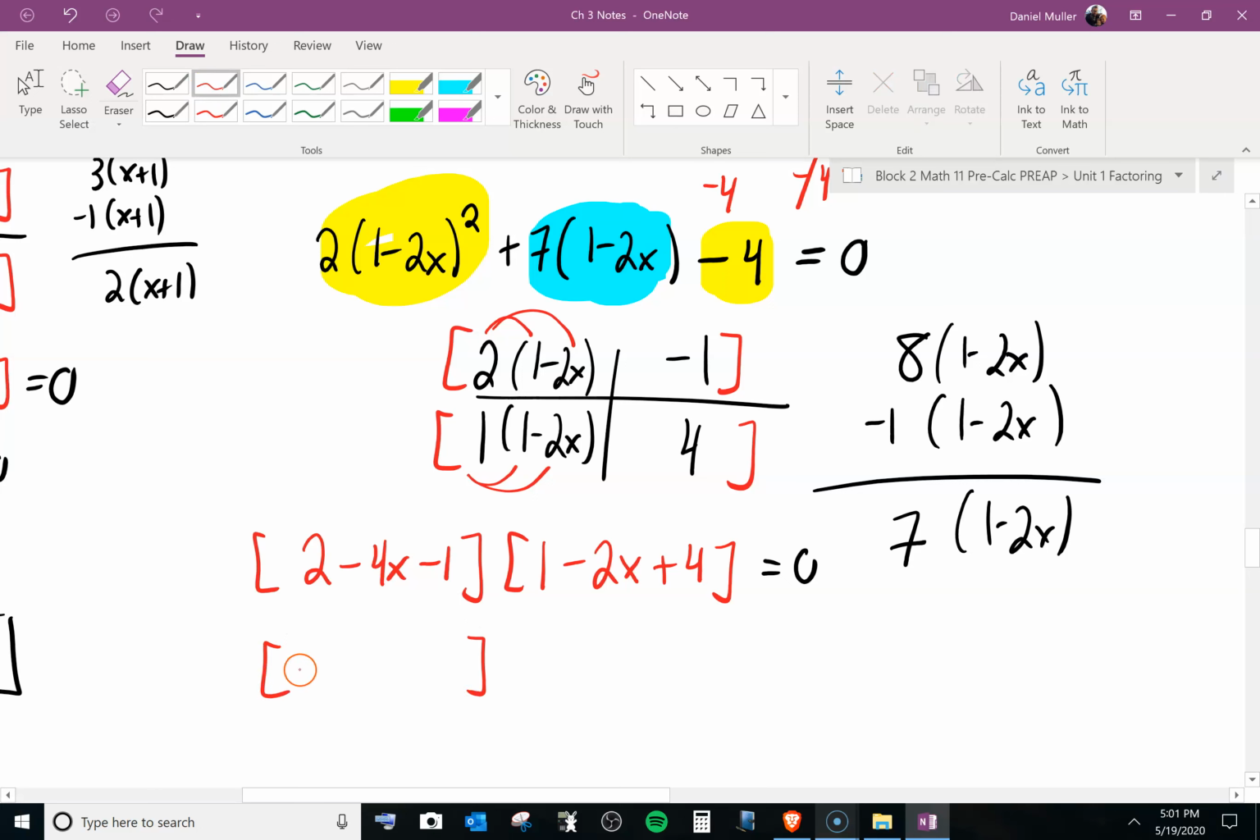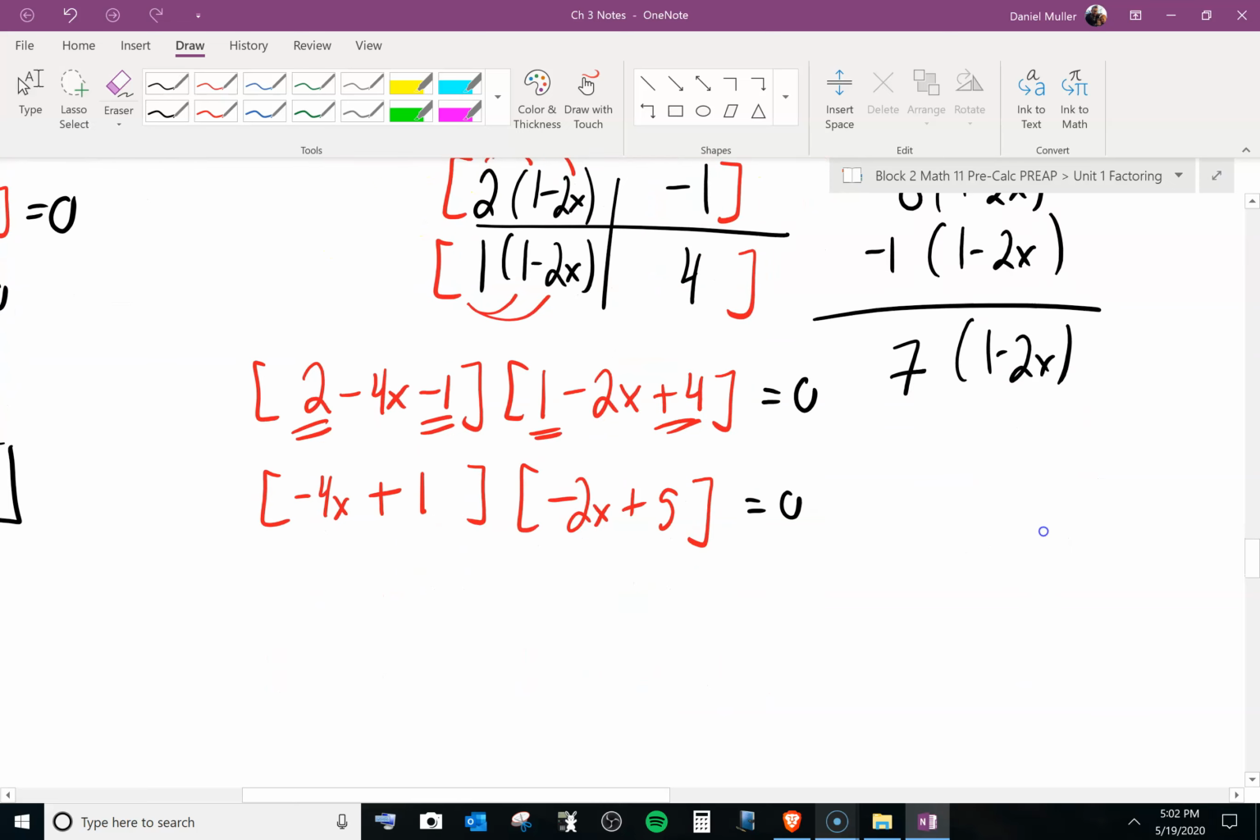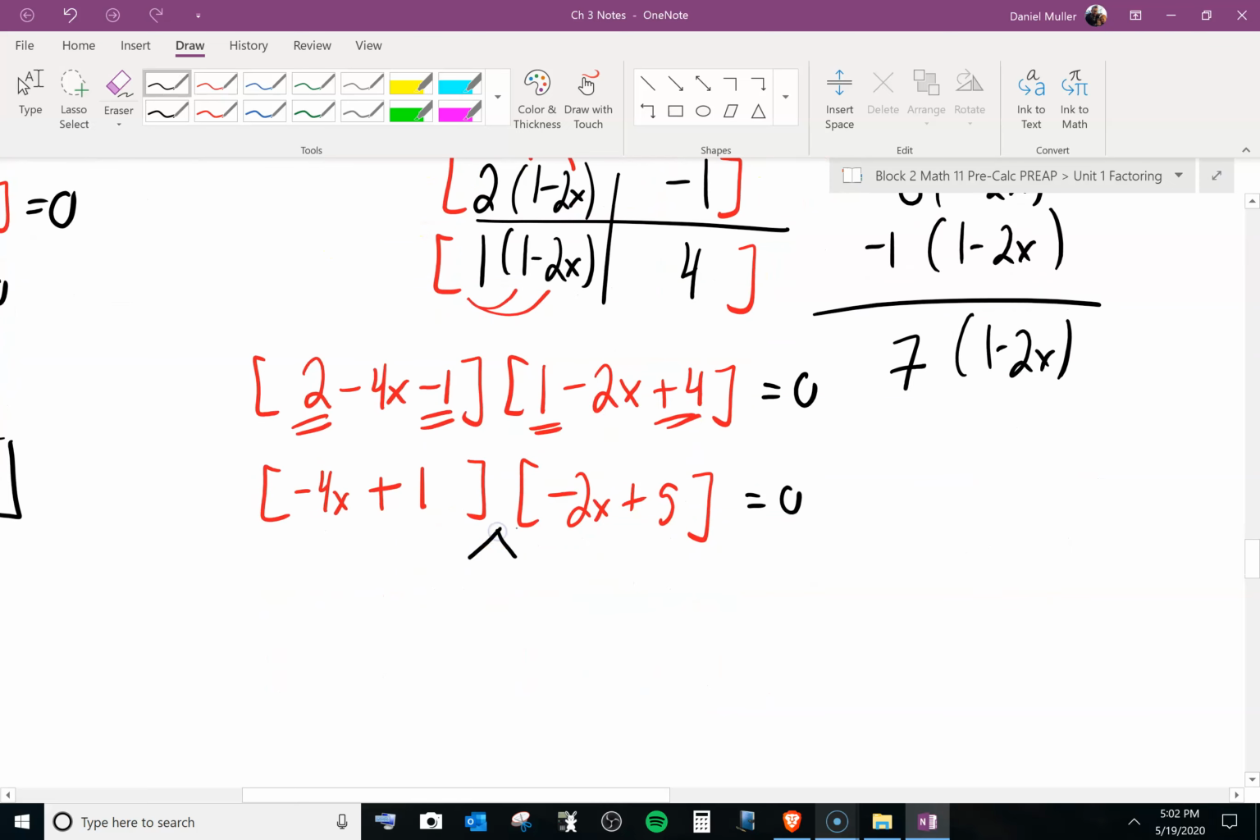I've got a negative 4x, so a negative 4x, and I've got a 2 and a minus 1. 2 minus 1 is 1. And then I've got a negative 2x right there. And I've got a 1 plus 4, which is a 5. So I just simplified it there. Now that this is a little simplified, I can do this. So I've got a negative 4x plus 1 equals 0, and a negative 2x plus 5 equals 0.